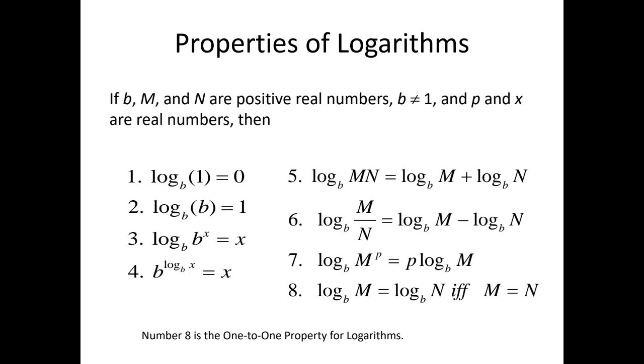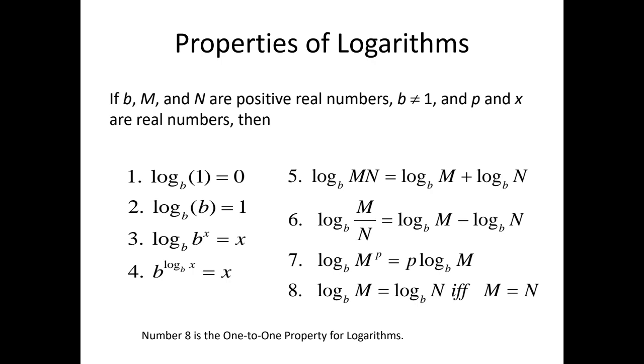If I have 2 cubed times 2 to the 5th power, the answer is 2 to the 8th power, right? I just add the exponents. On this one, I'm going to add the logs. The quotient rule: if I have a log base b of m divided by another value n, I can expand this into two logs, the log base b of m minus the log base b of n.